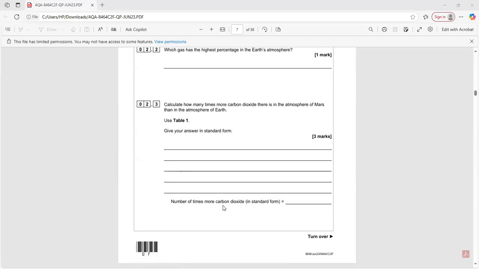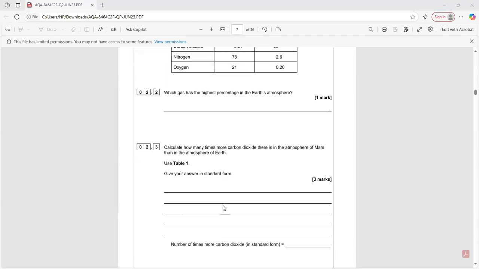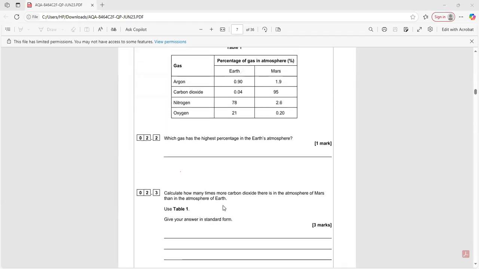Calculate how many times more carbon dioxide there is in the atmosphere of Mars than in the atmosphere of Earth. Okay, so take note of the question. The question says, how many times more CO2 there is in the atmosphere of Mars? So number one, this question acknowledges that Mars has more CO2 than the Earth. We're not competing. That's fine. But then the important thing is to know that that's what the question is saying, and then go and look out for it.